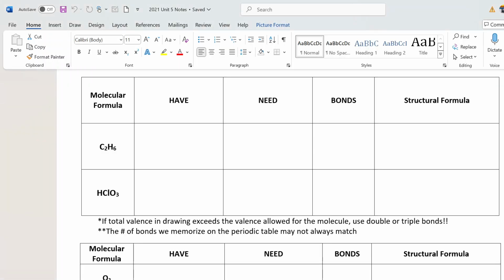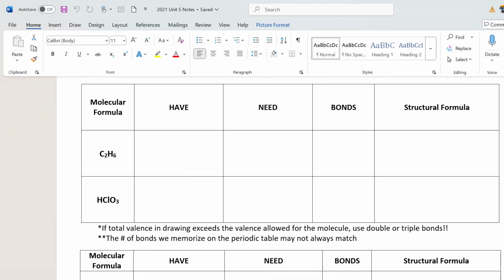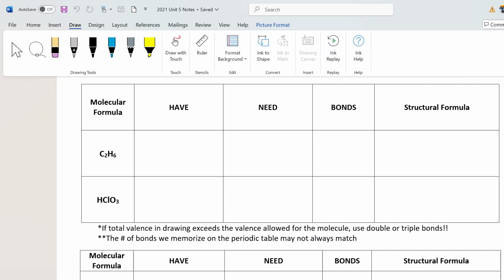Okay. Hello, this is Miss Waters, and today we're going to go over special cases of Lewis structures. On the special cases, we're going to go over how we do this. Your periodic table is going to be important to use, so make sure that you have your periodic table with you, and we're going to go from there.